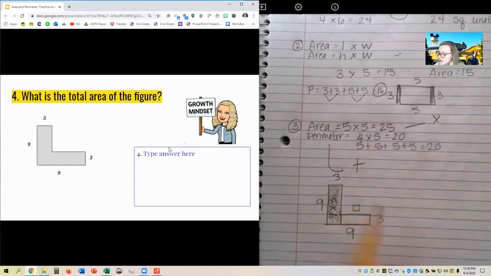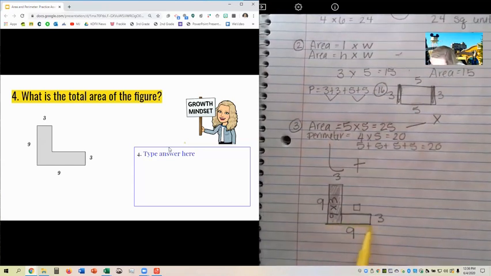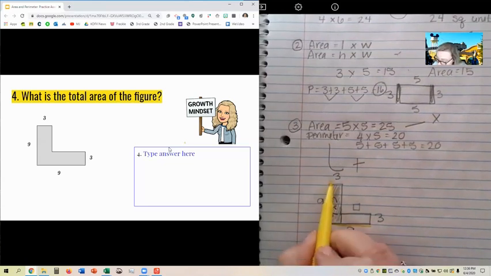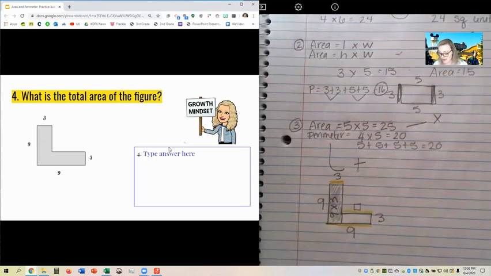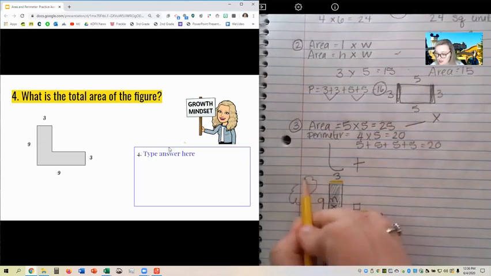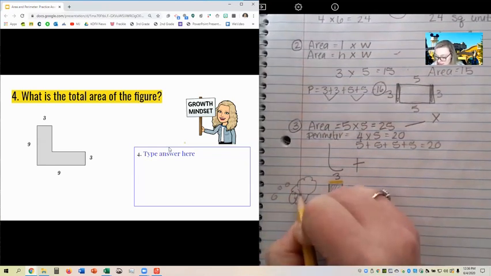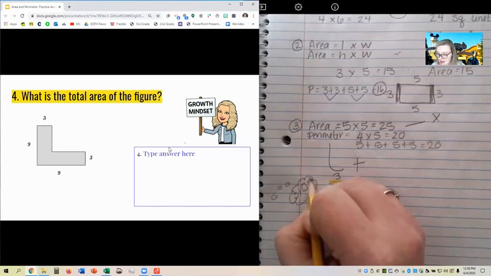Do we see why? So I can use my highlighter to show you. So this line is 9. That yellow line is equal to this little piece and this medium-sized piece put together. So in your think bubble, over here, you can think 3 plus what equals 9?